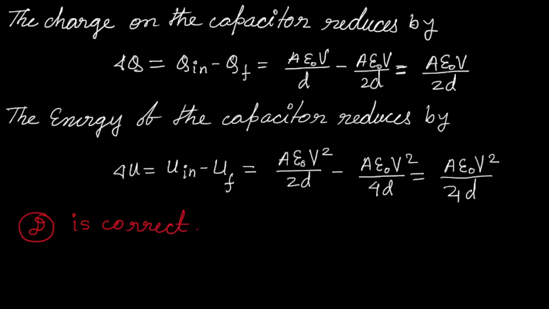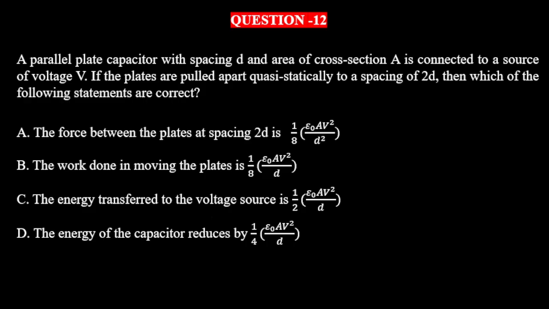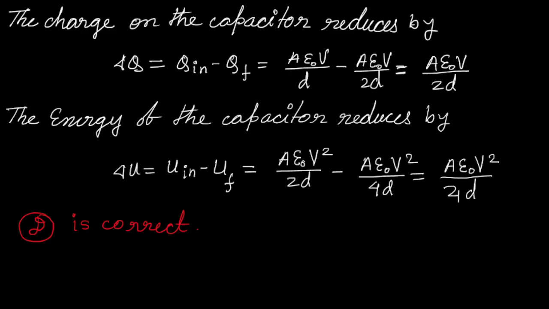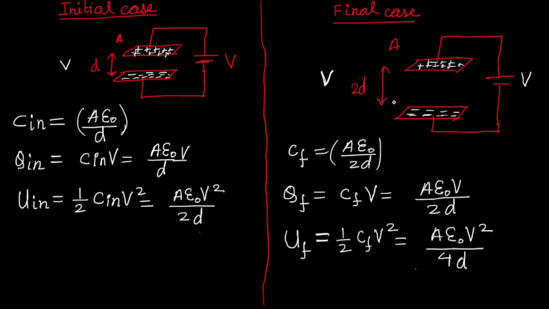Now what are the other options? In option C it is written that the force between the plates at spacing 2D is this. That means we have to calculate the force between these two plates. Why will there be a force? Because one plate carries positive charge and the other carries negative charge, and they attract each other. So now we have to calculate the force between these two plates when the separation between them is D.